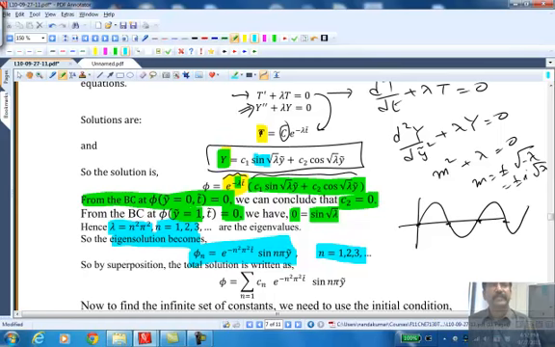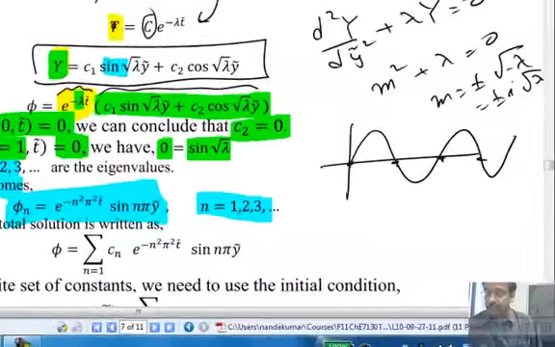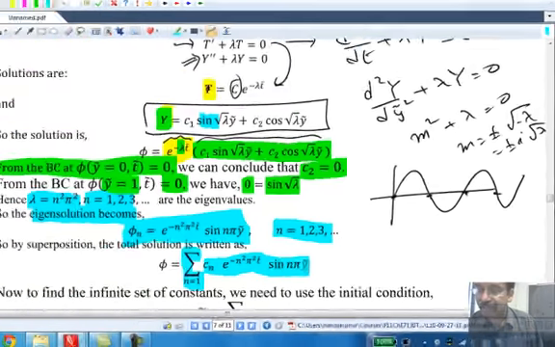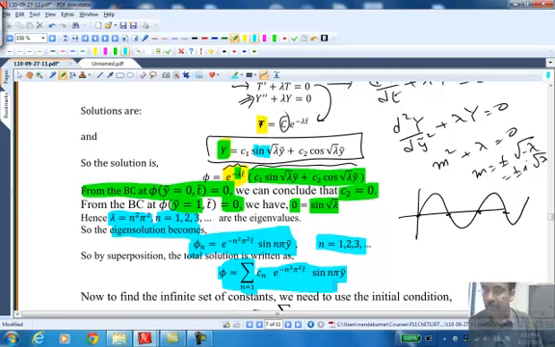What is that principle called? Superposition. If you have many solutions that satisfy the differential equation, the summation of all of them will also satisfy the original equation. That principle is called superposition, which I'm sure you would have seen in linear algebra quite a long time ago. We need to recognize that, and write the solution as a summation from n going from 1 to infinity of Cn e to the power minus n square pi square t times sine of n pi y. That becomes your complete solution.